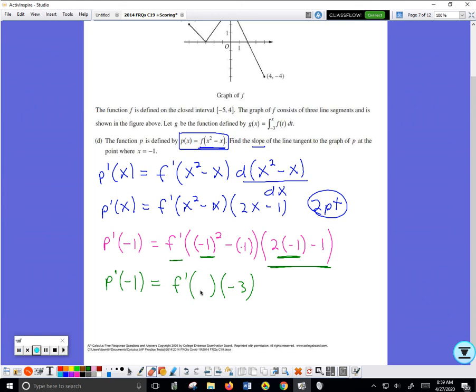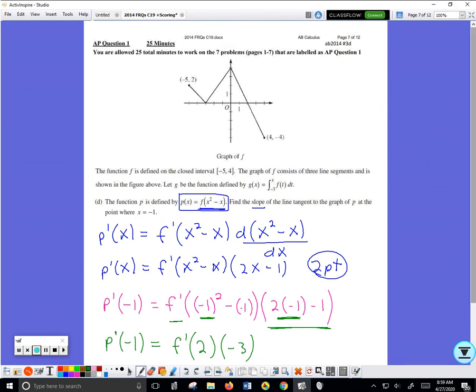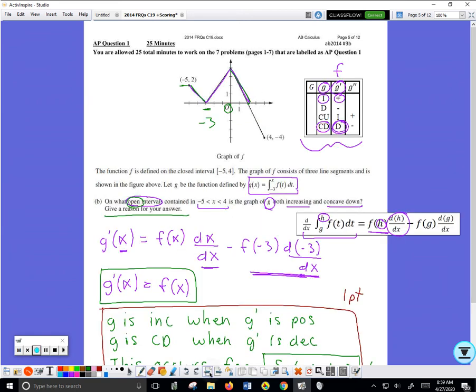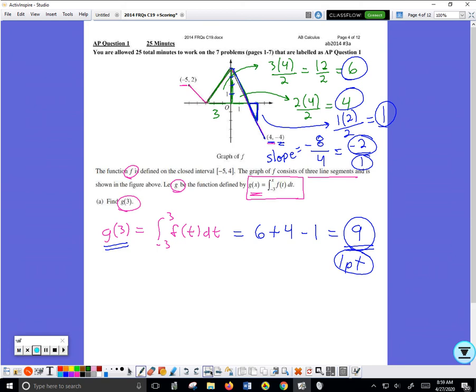Okay, f prime of 2 means I come up here, I have to find the slope of f at 2. I've already done that. That slope is -2. Did that in the first part back here, part A. I found that slope to be -2.